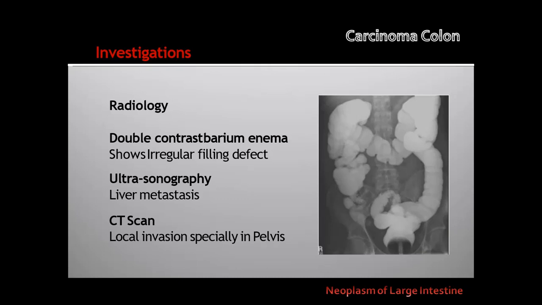Ultrasound is mostly done for the liver metastasis, and the CT scan is done for the staging purpose: CT chest, abdomen, and pelvis. But the MRI is done mostly if the tumor is in the rectum or lower rectum, to diagnose the perirectal penetration.